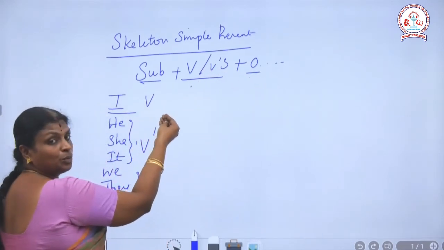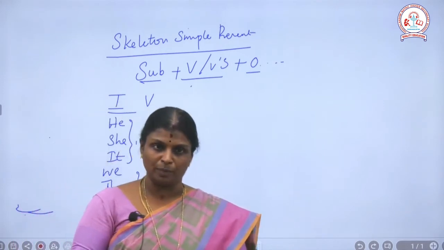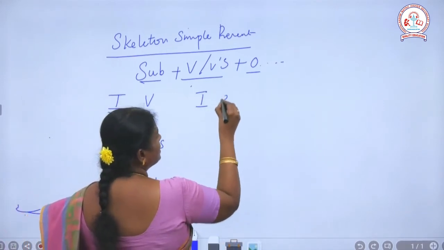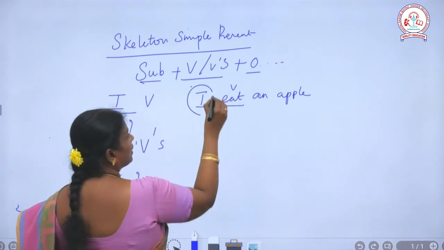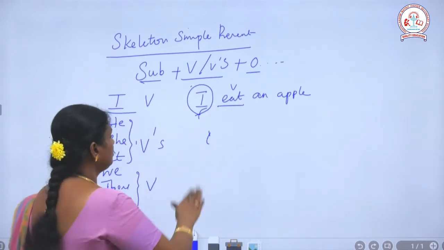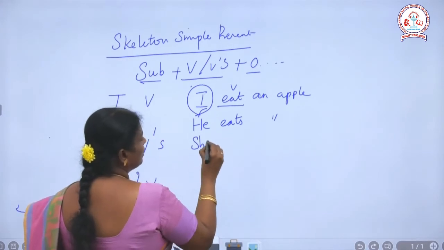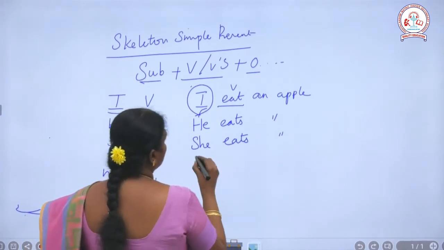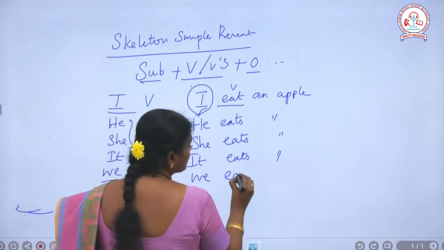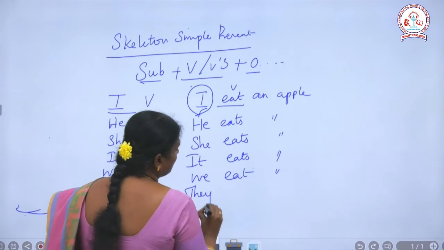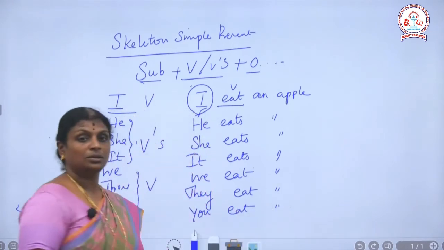So when I comes it should be verb. And when he, she, it comes it is verb plus s, and when we, they, you come it is only verb. So I'll take an example and explain. I eat an apple. So this is verb. When it's a part of I, it is verb. Then what should come for he? He eats an apple. She eats an apple. It eats an apple. We eat an apple. They eat an apple. You eat an apple. So இதுதான் இதோட skeleton.